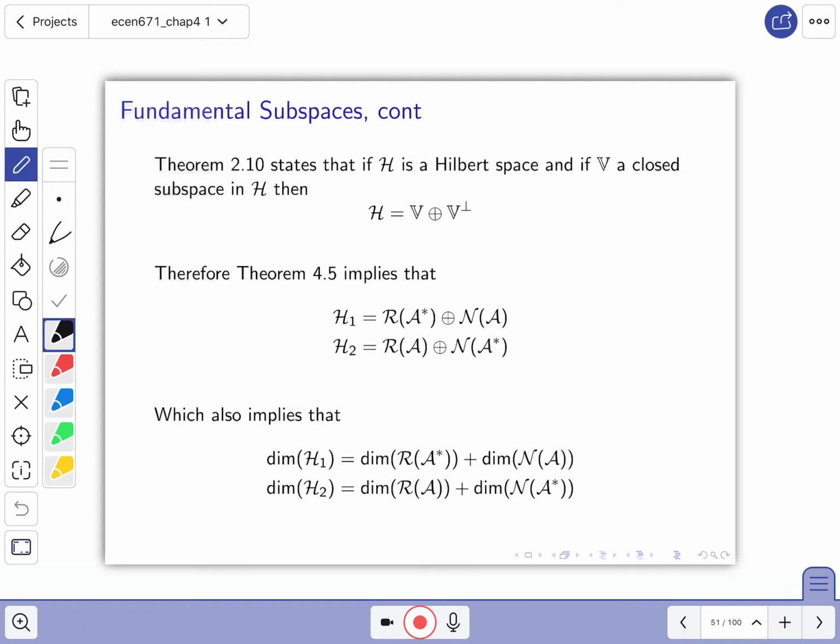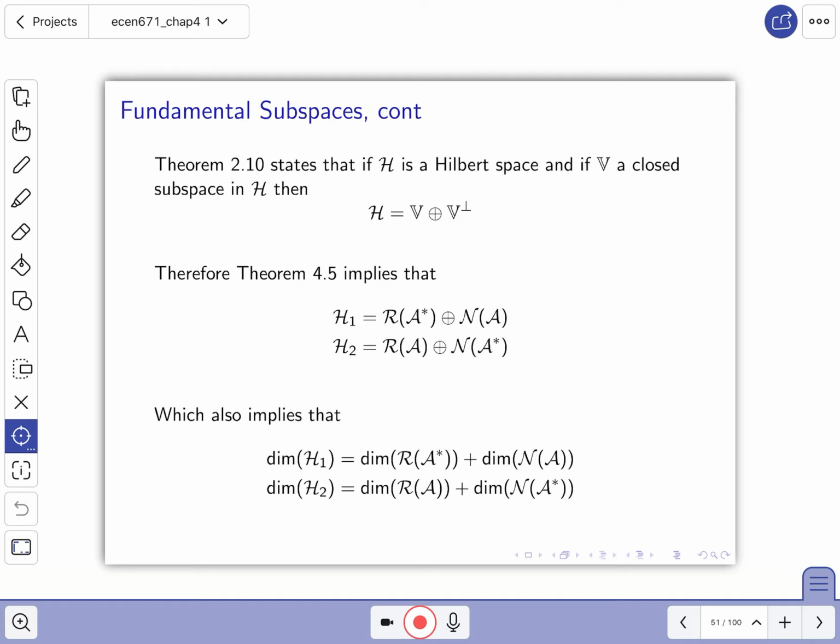Okay, so now we can say, because for any Hilbert space and any closed subspace, we had this theorem, 2.10, that we can always write the Hilbert space as a closed subspace and an orthogonal sum with the space that's orthogonal to that closed subspace. So theorem 4.5 then, what we just showed is that H1 can be written as a unique orthogonal decomposition in terms of the range space of A star and the null space of A. H2 can be written in terms of a unique orthogonal decomposition of the range space of A and the null space of A star.